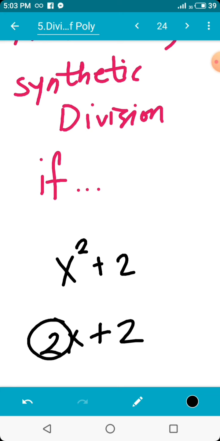So, pag ganyan yung scenario nyo or expression nyo na meron siyang second degree and above at meron siyang coefficient na more than 1, as much as possible, hindi natin gagamit yung synthetic division. Okay? So, we can use long division and yung box method to get the quotient. Okay?